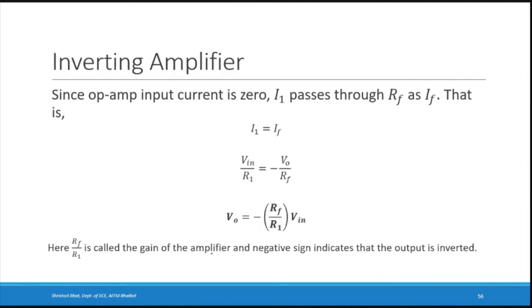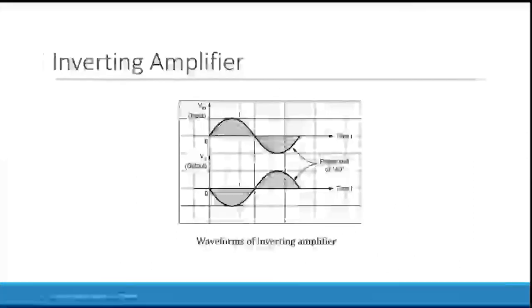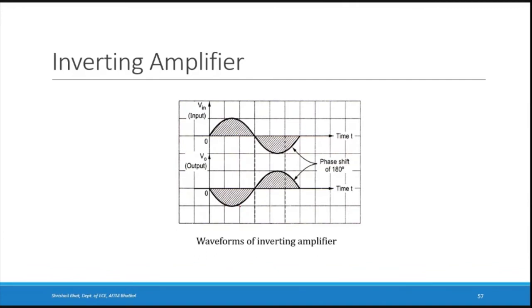So this is the expression for the output voltage of an inverting amplifier, where the negative sign indicates the output is inverted, and RF by R1 indicates the gain that is multiplied with the input voltage to give the output. So this is the waveform: whenever the input goes positive, the output goes negative, and when the input goes negative, the output goes positive.